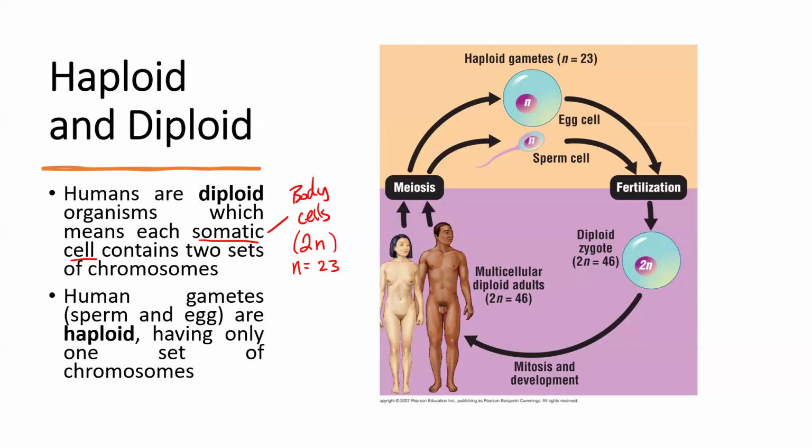The gametes. Gametes is a fancy word for sperm and egg. The gametes are haploid. They only have 1 set of chromosomes. So sperm and egg, it's only N as opposed to 2N. So the sperm is N, the egg is N. When you put them together, N plus N gives you 2N.